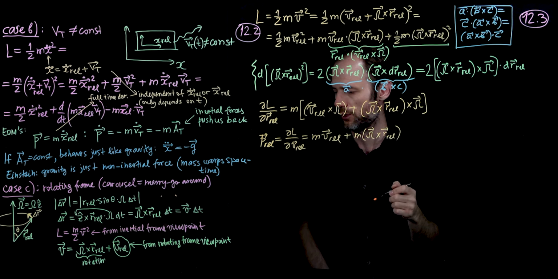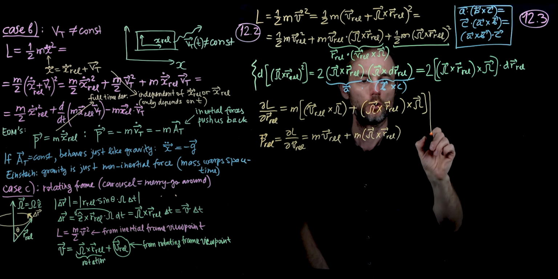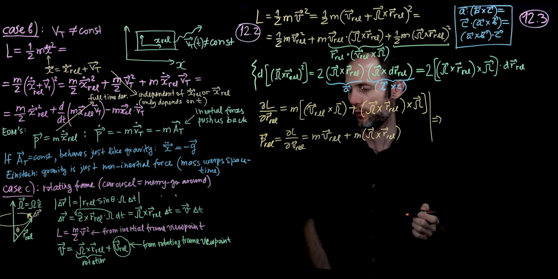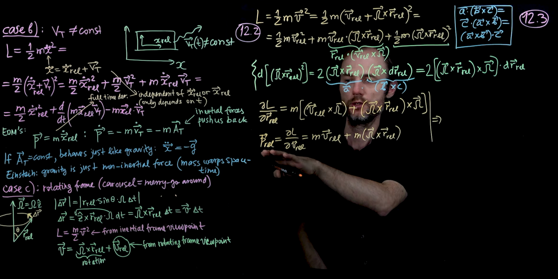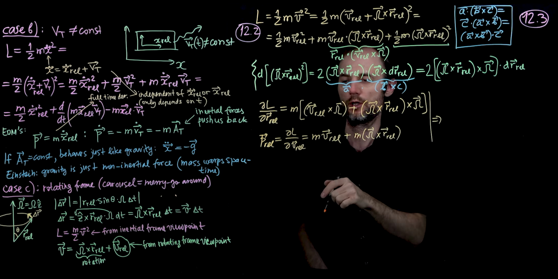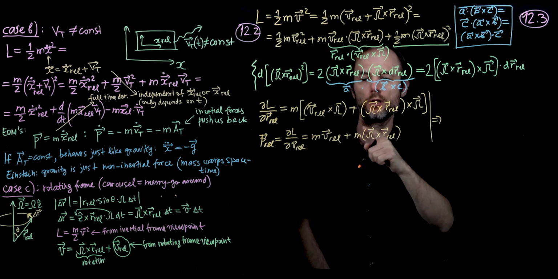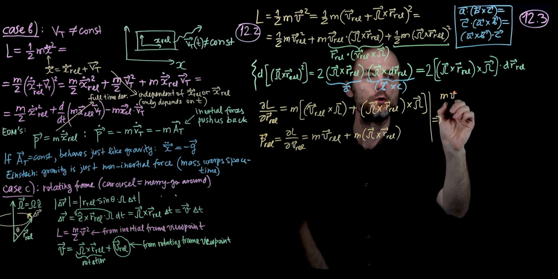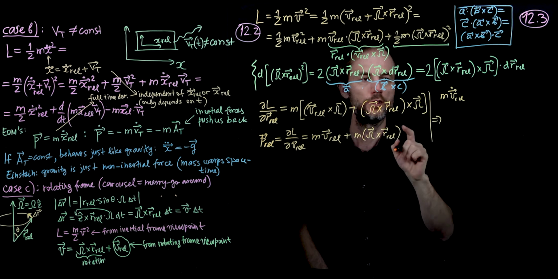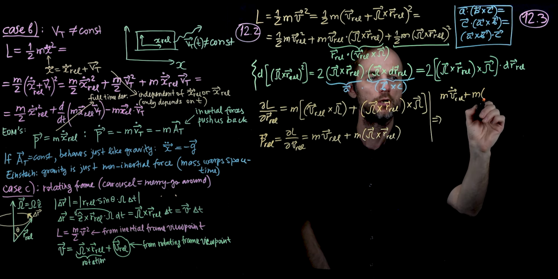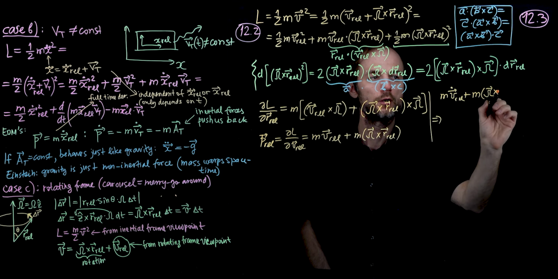So what about the equations of motion? Well, from here we can write down what the equations of motion are. It will be d/dt of p_rel is equal to dL/dr_rel. So d/dt of p_rel will be m v_rel dot plus the time derivative of this, where we replace r_rel with v_rel, plus m omega cross v_rel.